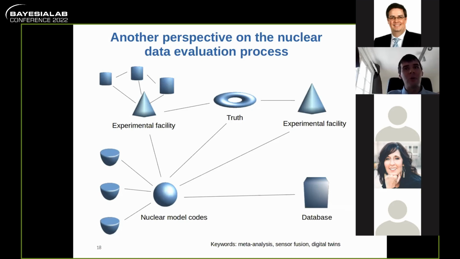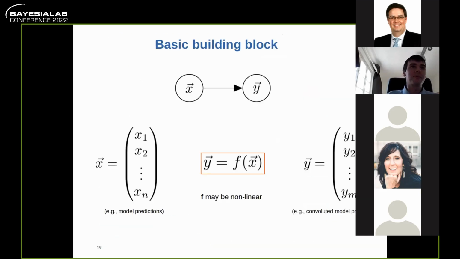In the following, I'm going to show you the specific choices we have made in the construction of our Bayesian networks. The basic building block is just two nodes with a link from X to Y. This link, here written F, can be any nonlinear and differentiable function, and connects X, which is a vector in our case, to another vector Y.